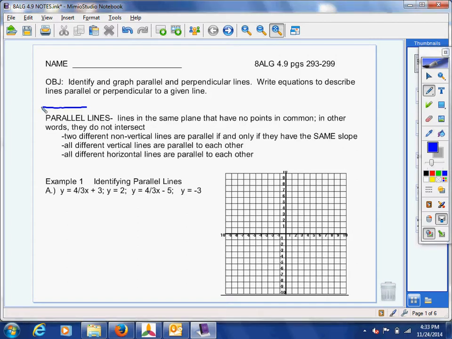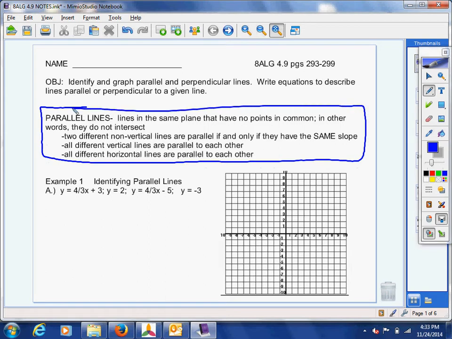Now, one thing I want you to focus in on is the definition of parallel lines, and here it is. I've bordered it for you so you could see it, outlined it. These are lines that lie in the same plane, but they have absolutely no points in common. So in other words, they do not intersect. They will never intersect. Parallel lines will infinitely be the same distance away from each other.